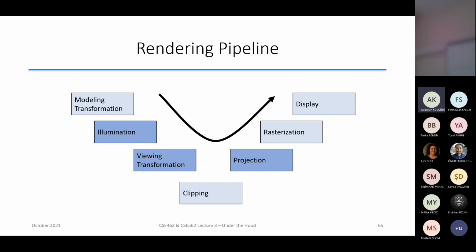Now let's look at how we are going to actually do the graphics. And this is a very simple overview. We have a rendering pipeline in any graphic system. We'll start with modeling transformations. So this means that we'll have models. We might have multiple models, and they may be going through certain movements.